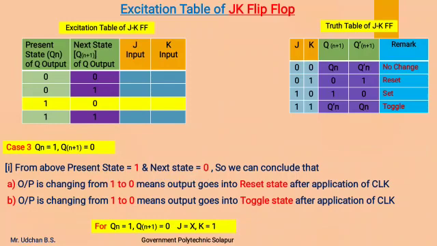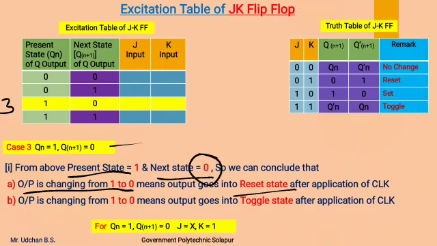After that we will see the third case in which the value of Qn is 1 and Qn plus 1 is 0, that is present state is 1 and next state is 0. From this also we can make two conclusions. The output is changing from 1 to 0, means output goes into the reset state as next state value is 0 after the application of clock pulse. So for reset state the value of j and k are 0, 1, so I will write those values.